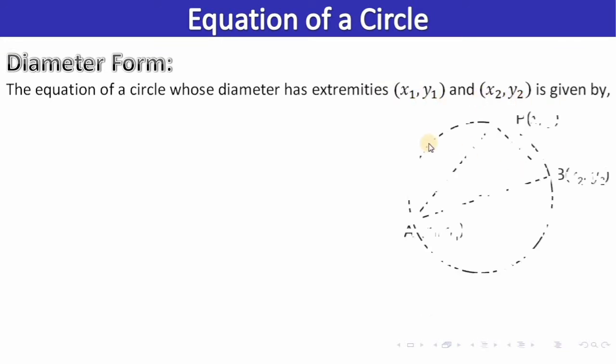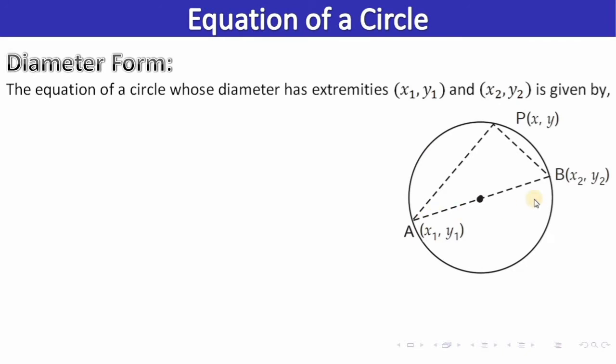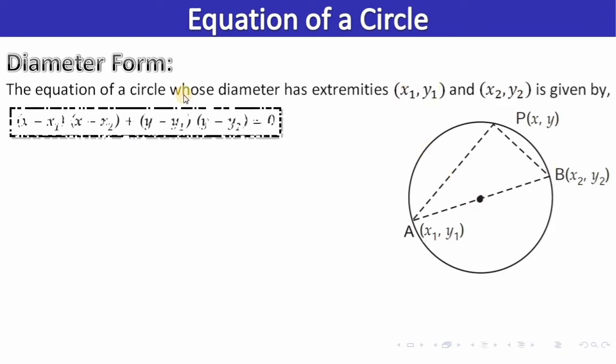So first let's try to understand the case. You can see that AB is the diameter of the circle, and the coordinate of A is (x1, y1), and the coordinate of B is (x2, y2). So if you know the extremities of the diameter, then the equation will be (x minus x1) into (x minus x2) plus (y minus y1) into (y minus y2) equals 0.